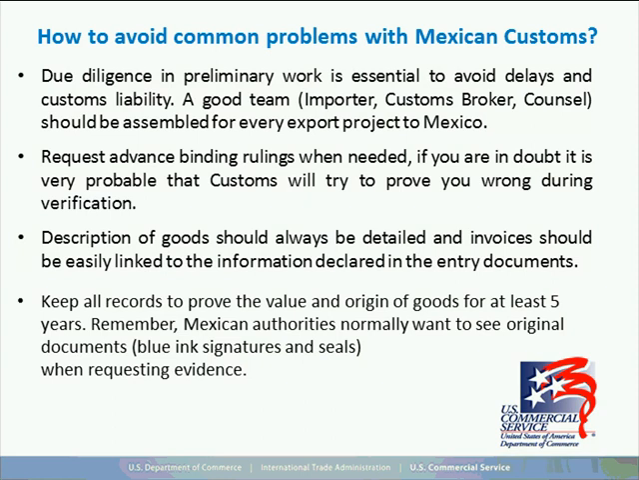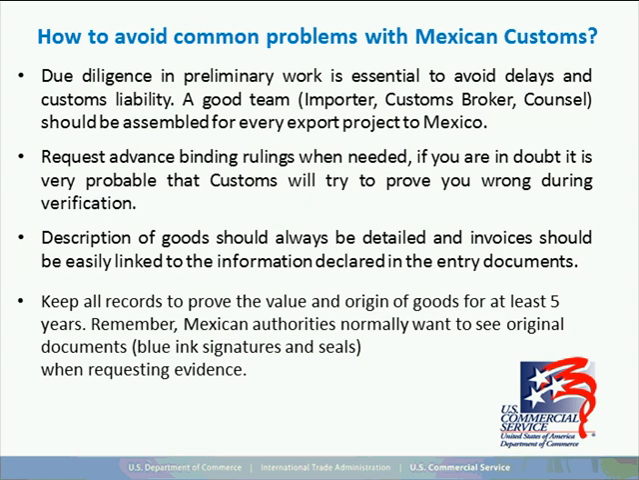Description of goods should always be detailed, and invoices should be easily linked to the information declared in the entry documents. Please, I've seen tons of invoices that use all types of internal codes that nobody understands, and not even customs. So just be as clear as possible. If you're selling fruits, just say, we're selling apples, not code 7760 that means that it's a green apple. Keep all records to prove the value and origin of goods for at least 5 years.